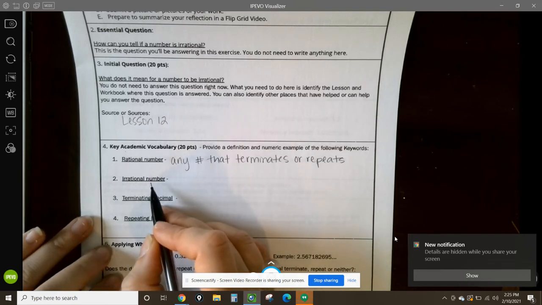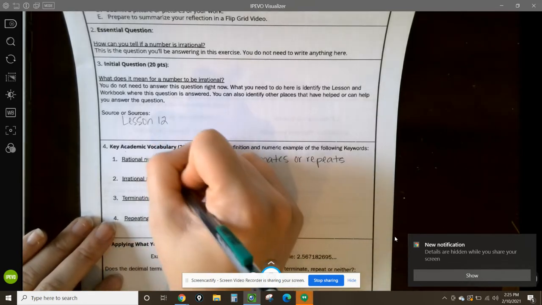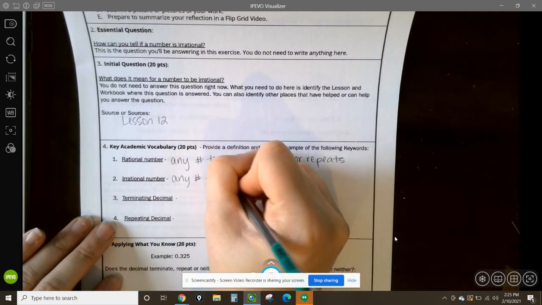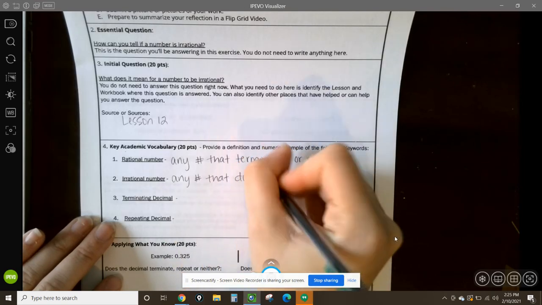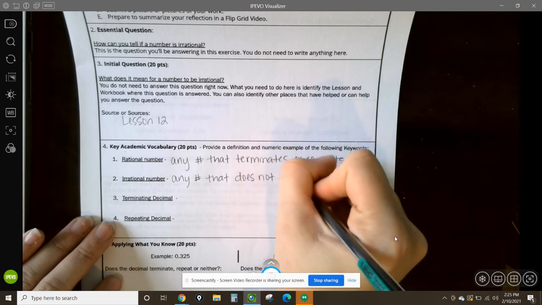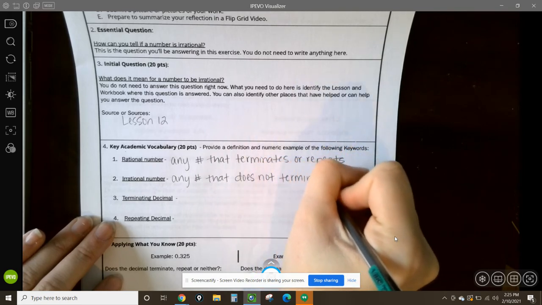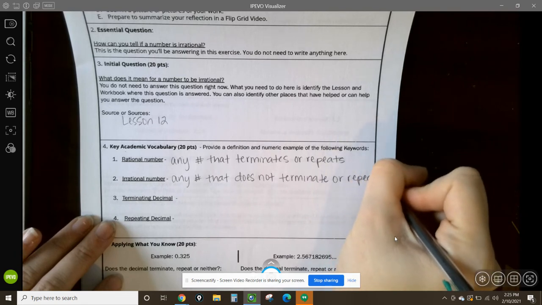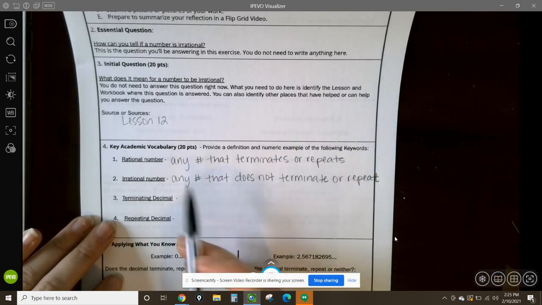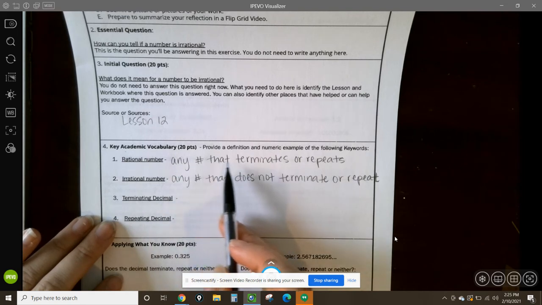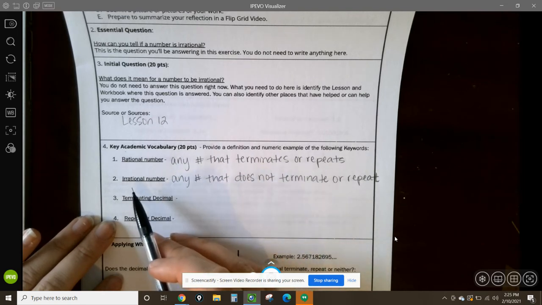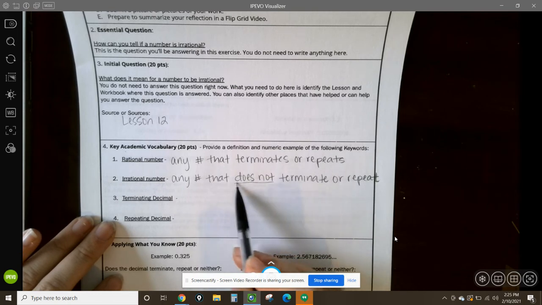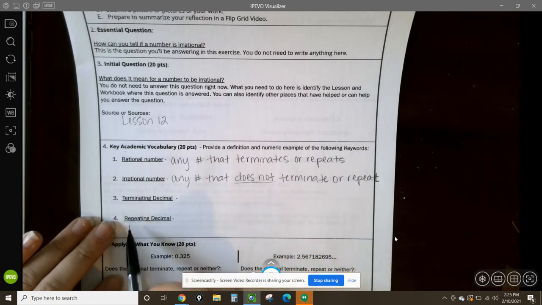Next one, irrational number. This is going to be any number that does not terminate or repeat. So a rational number is any number that terminates or repeats, and an irrational number is any number that does not terminate or repeat. So now let's talk about terminating and repeating.